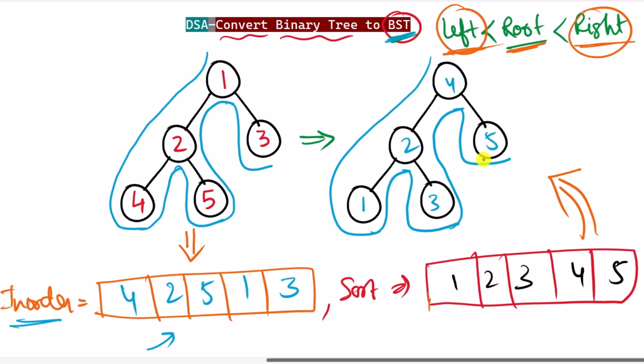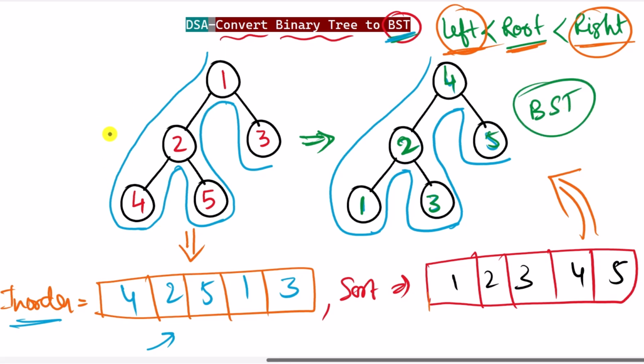lastly we're gonna put this value 5. So now you can see our binary tree is converted into a binary search tree, and here you can notice the left child is smaller than the root and the right child is larger than the root, and this applies to all the nodes. So here also you can see the left child is smaller than the root and the right child is larger than the root. So that means we can say that this is one binary search tree.